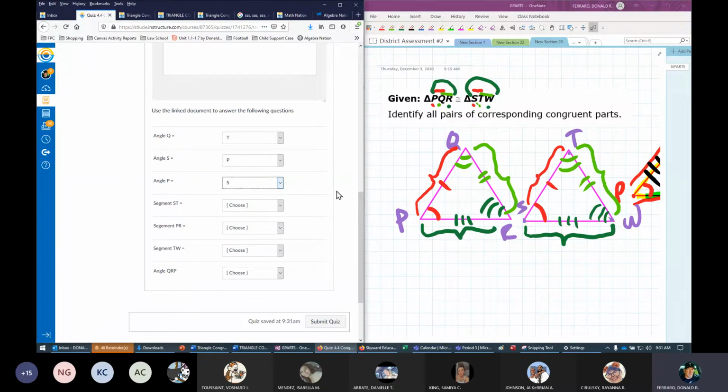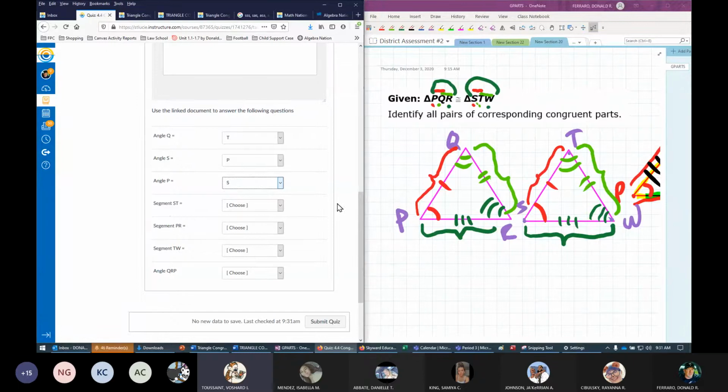Now we're talking about segment ST. What does that correspond to? By a show of hands? I've got Isabella. I've got Rayana. Let's see if we can get somebody else. Dylan, are you there? Bashard, are you there? Jernigan, are you there? Oh, Bashard, go ahead. I'm kind of lost at the moment.